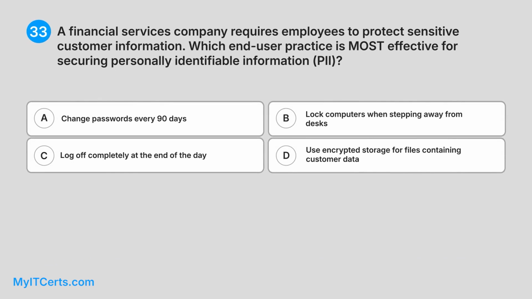33. A financial services company requires employees to protect sensitive customer information. Which end-user practice is most effective for securing personally identifiable information, PII? A. Change passwords every 90 days. B. Lock computers when stepping away from desks. C. Log off completely at the end of the day. D. Use encrypted storage for files containing customer data. Do you know the answer?